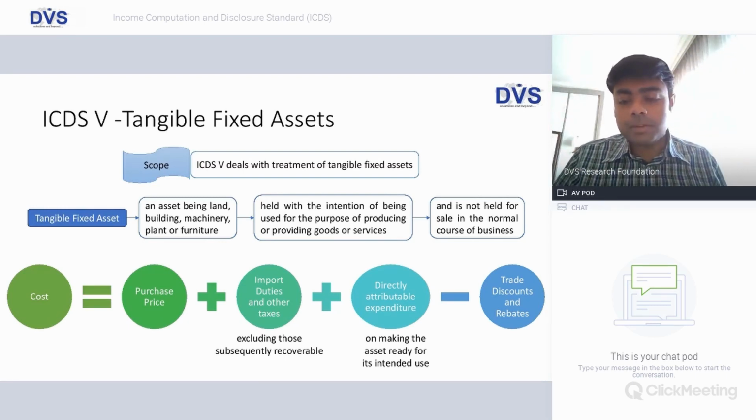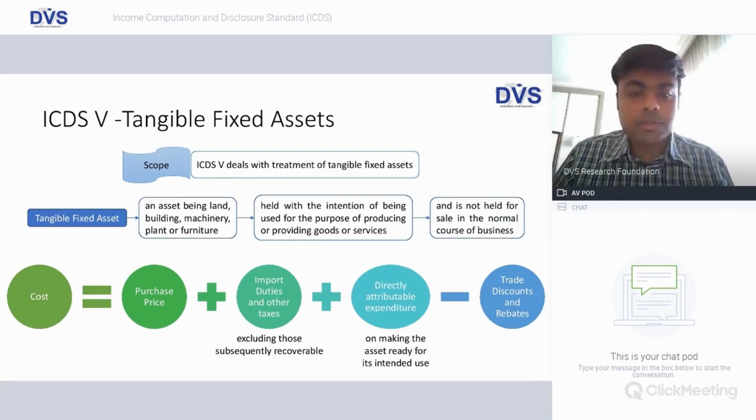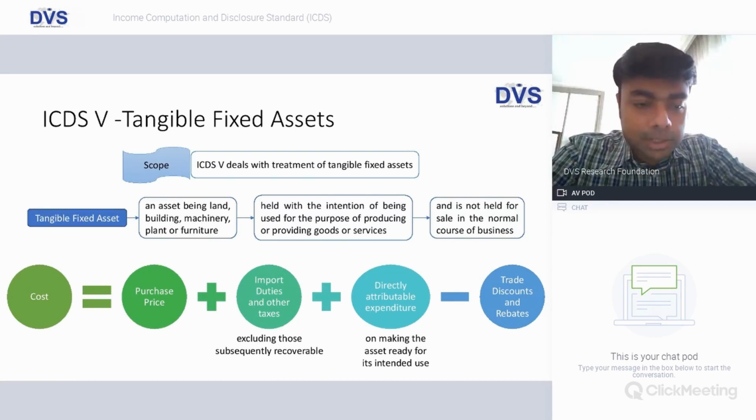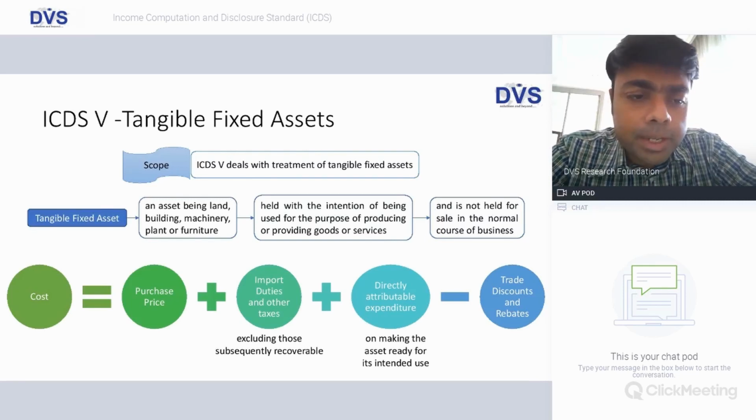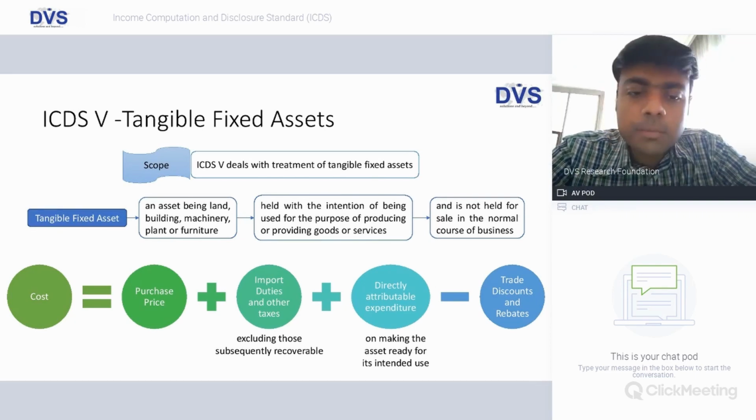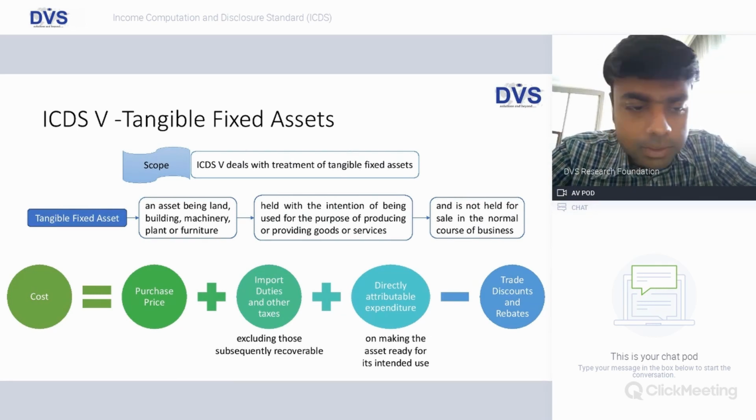And the last one for the day, we're looking at tangible fixed assets. So ICDS 5 deals with tangible fixed asset. So what is a tangible fixed asset? Any asset, building, land, machinery, plant, or furniture held with an intention of being used for the purpose of producing or providing goods or services, and is not held for sale in the normal course of business.